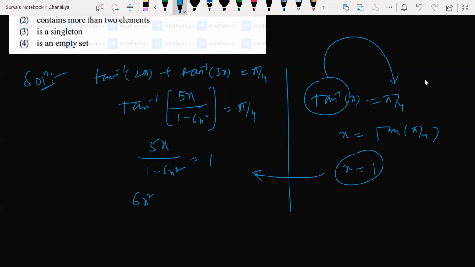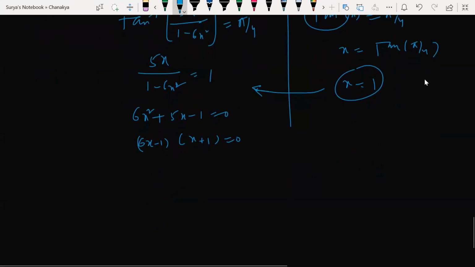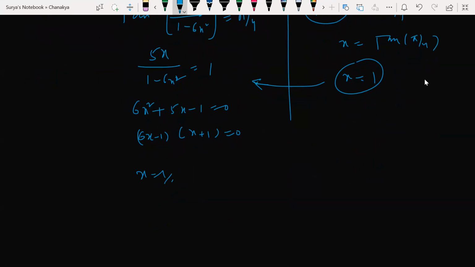So 6x square plus 5x minus 1 is equal to 0. So factorize this. 6x minus 1 into x plus 1, after taking everything, writing like this. So x value is what now? 1 by 6. And x value is minus 1.